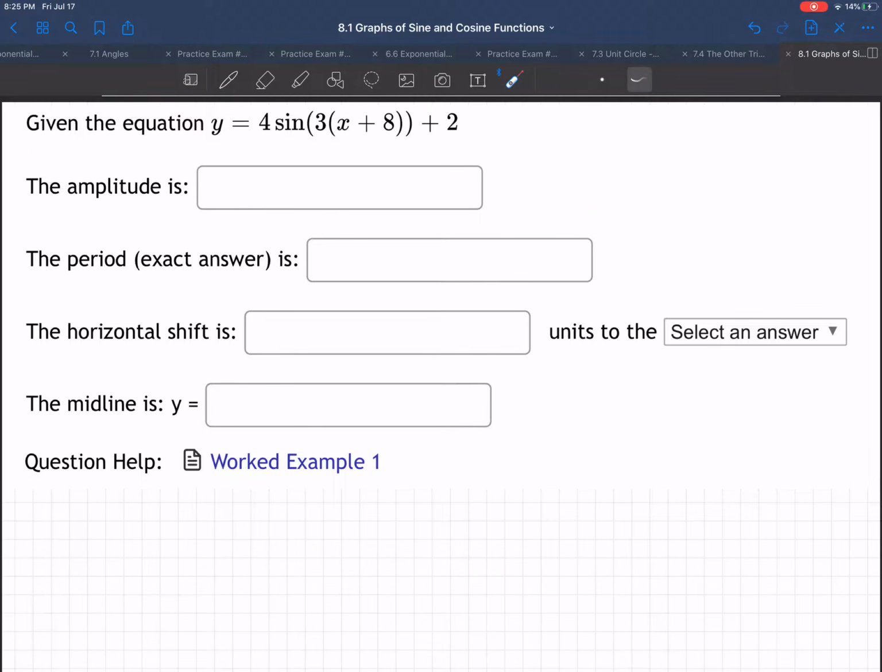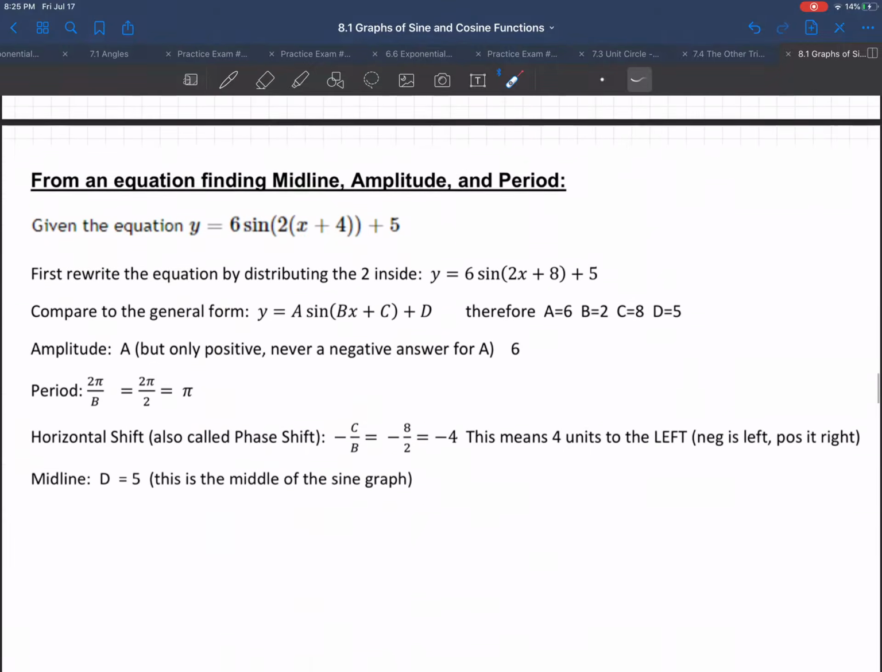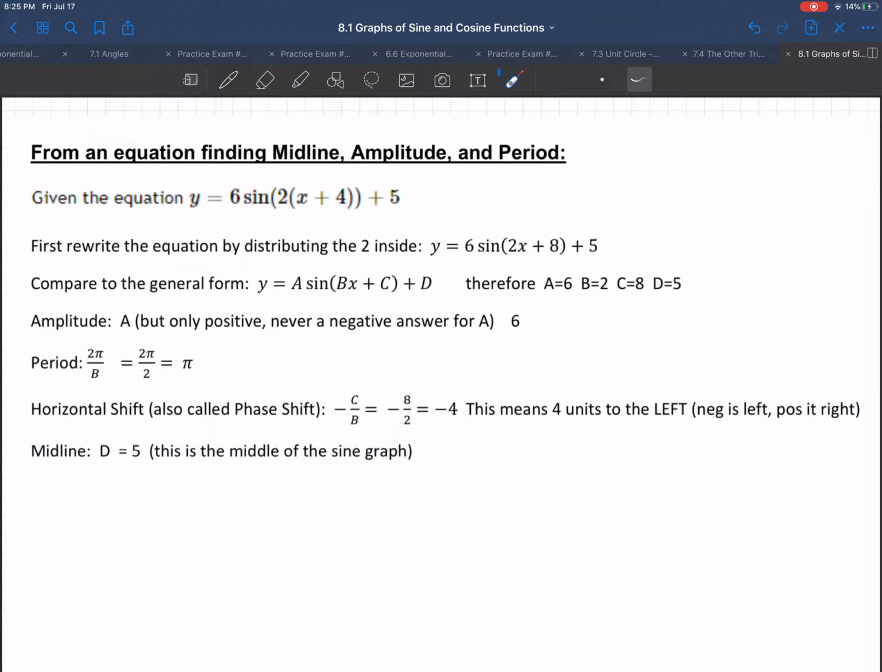In this example, we are given an equation, and from it we're trying to find the amplitude, the period, the horizontal shift, and the midline. Well, I'm sending you some notes to help with this, for finding all that stuff from an equation. So given an equation, here's an example.